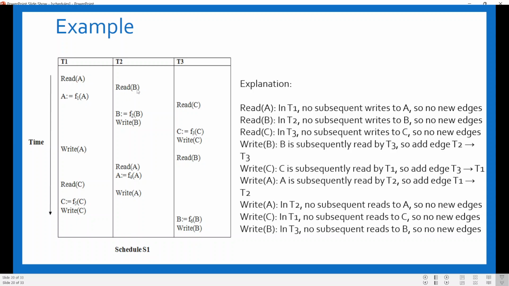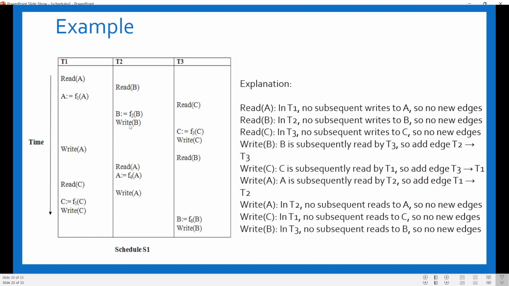Next, after this read A, we have read B. The next one is read C. There is no write for B, so there are no new edges there either. Next operation is read C. There is no write to C following it, so there are no new edges in transaction T3 either.